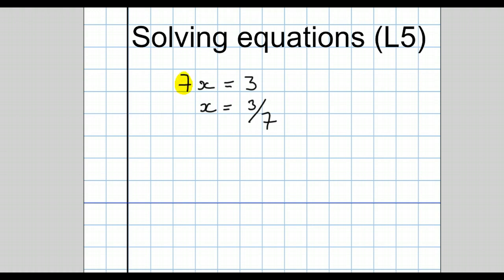This number here that was in front of x now goes underneath the 3. Let's see that again. Question 2. 5x equals 1. Now we're going to solve the equation. So x equals 1 all over 5. The number in front of x, the coefficient, has now become the bottom number, the denominator of the fraction.